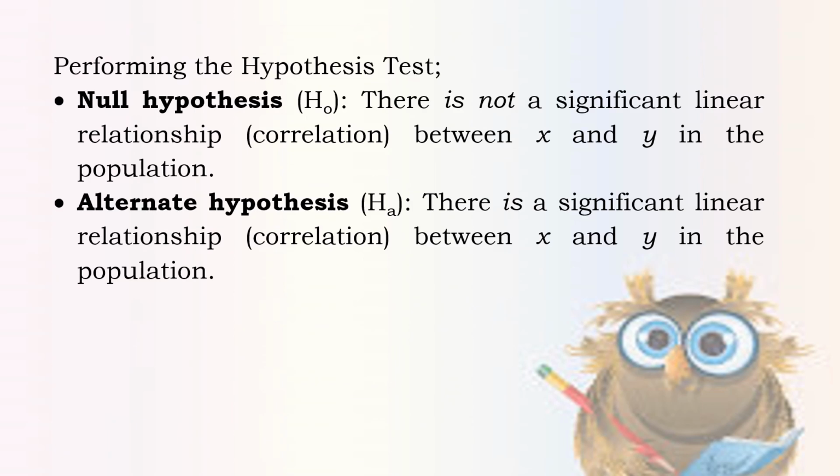These are the two hypothesis tests that we need to perform. We have here the null hypothesis, or H sub 0, and the alternate hypothesis, or H sub A. Null hypothesis: there is no significant linear relationship or correlation between x and y in the population. Alternate hypothesis: there is a significant relationship or significant correlation between the two variables in the population.